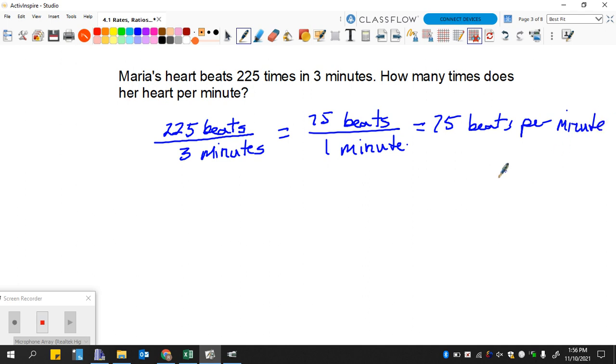And a lot of times that gets reduced even further to 75 BPM, beats per minute. You'll run into this if you go to take a physical or anything like that. On your paperwork, when they check your heart rate, it'll say 75, or whatever your heart rate is, beats per minute or BPM more than likely.